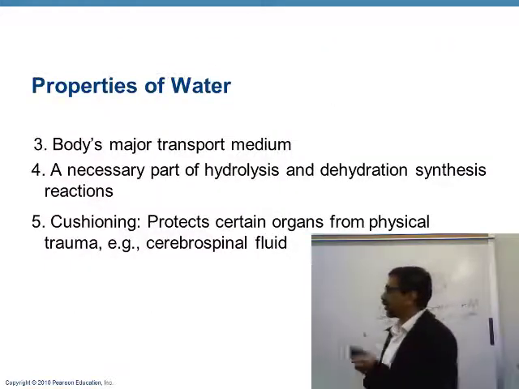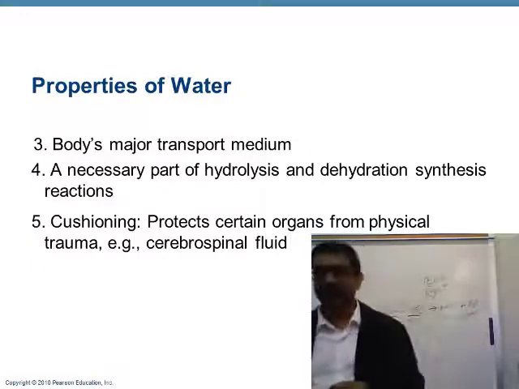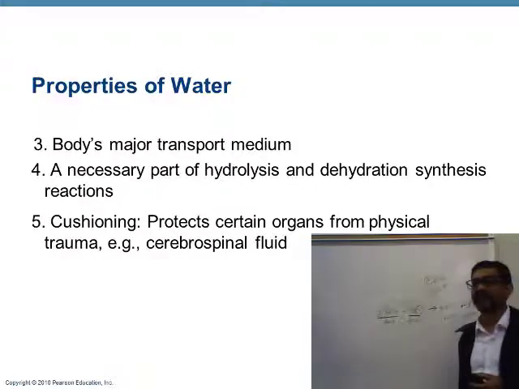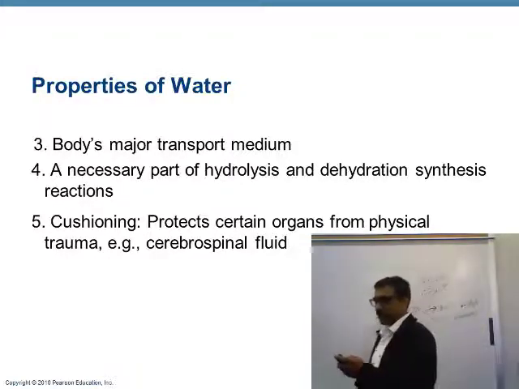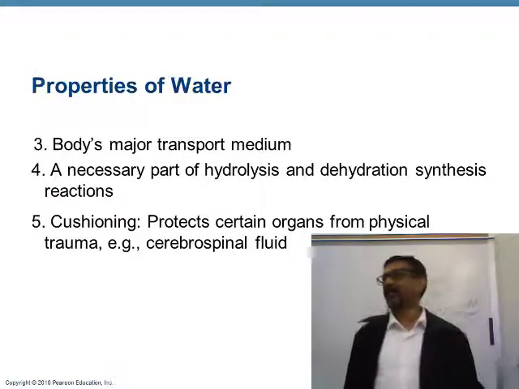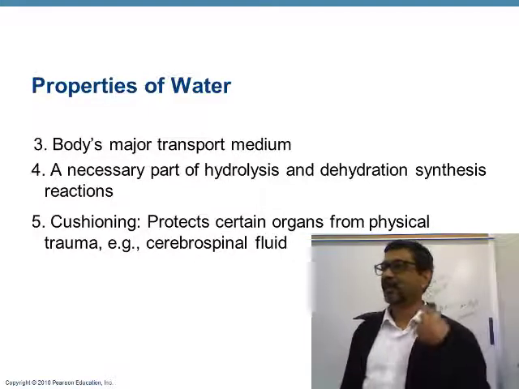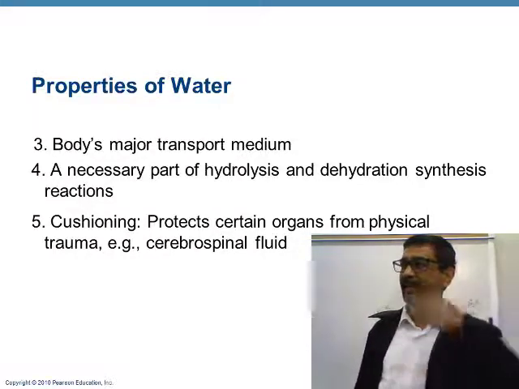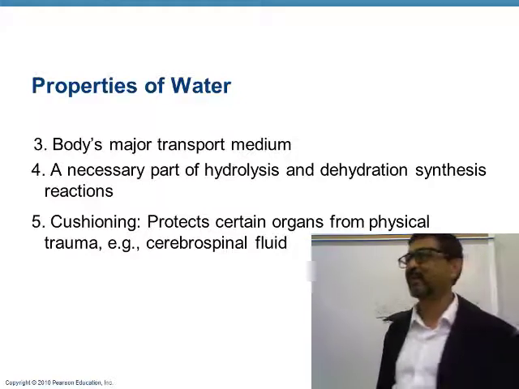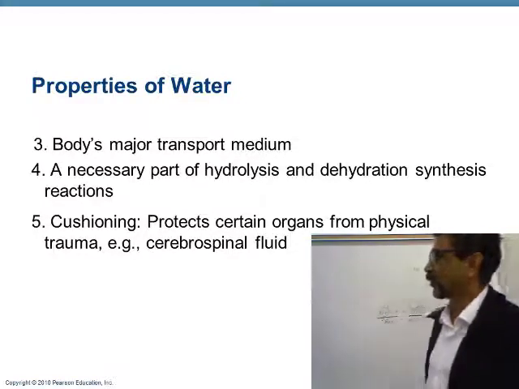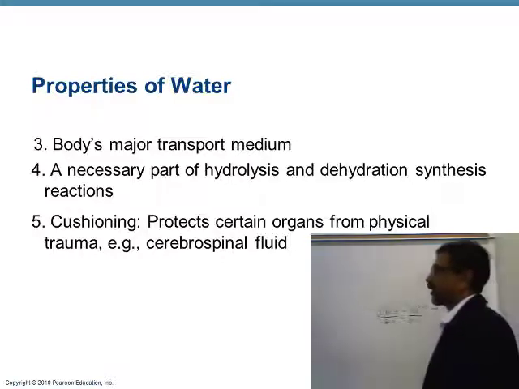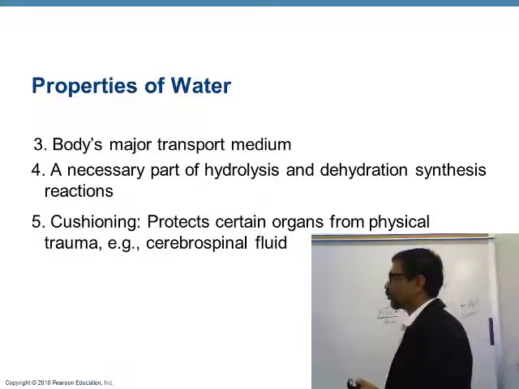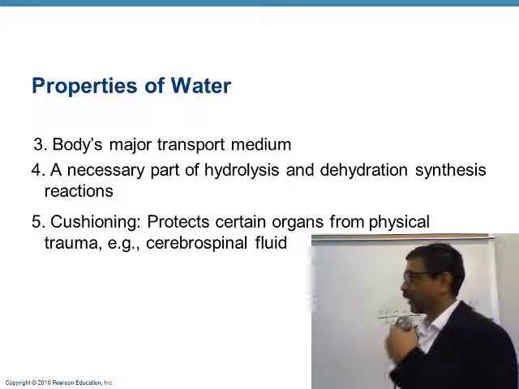The body's major transport medium. Most of the chemicals of your body are transported by water. For example, the chemicals transported by the water in your blood. Your blood is mainly water, and you know that blood transports gases and other important chemicals, nutrients, and metabolic wastes. So water transports the chemicals in your body from one place to another. Hormones are transported by the blood, which is water.